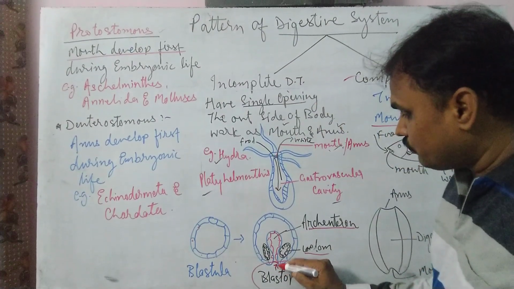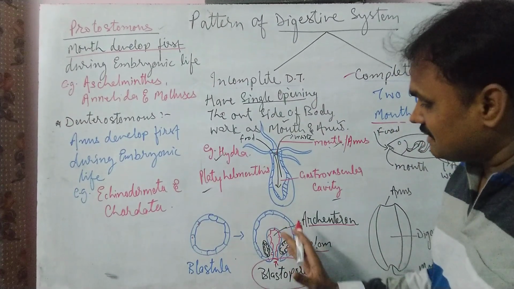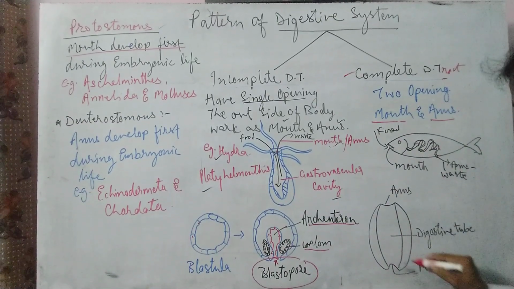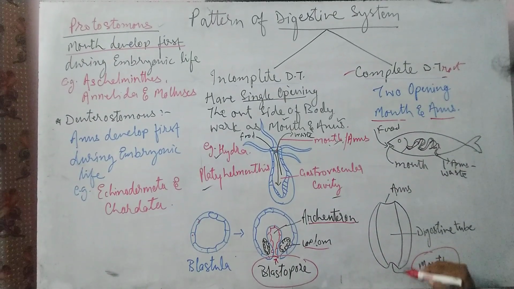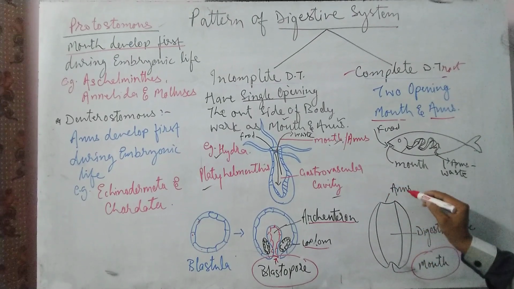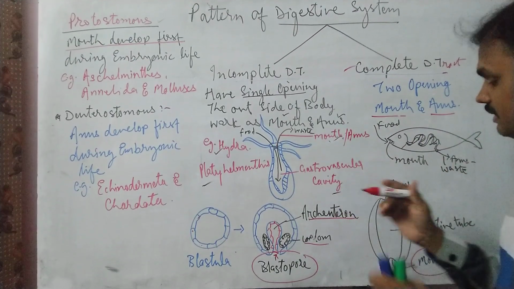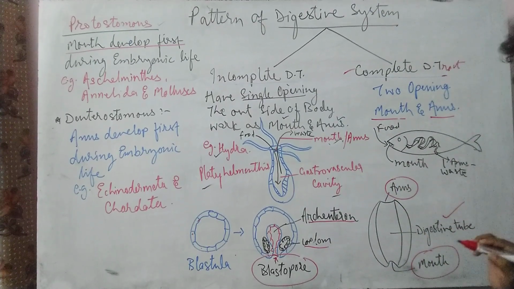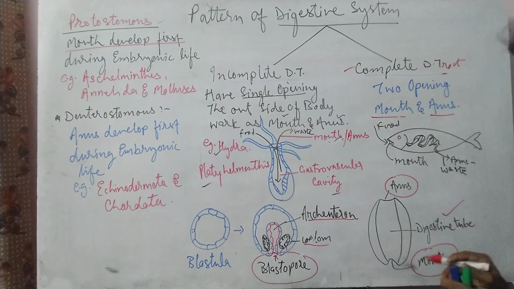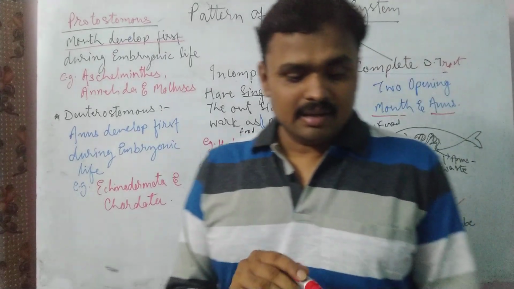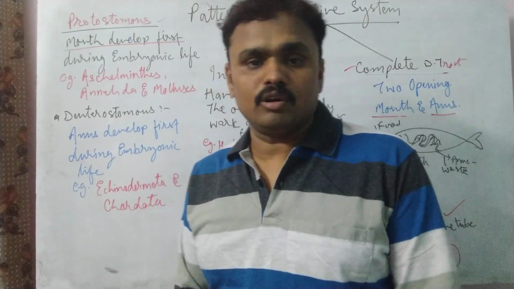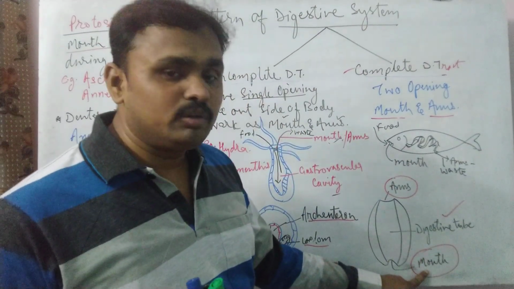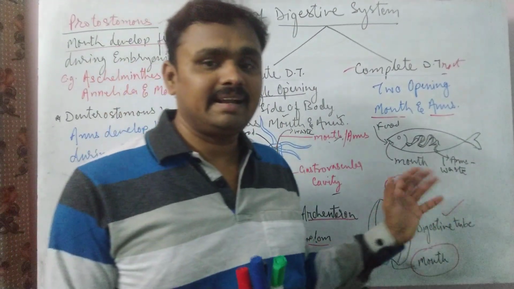So this blastopore gets inserted and makes a path. From this part, the mouth is made, and from the other part, after the mouth, the anus is made, and this is the digestive tube. Here we find that when we study the embryonic development of some animals, the mouth develops first, and in some animals the anus develops first.